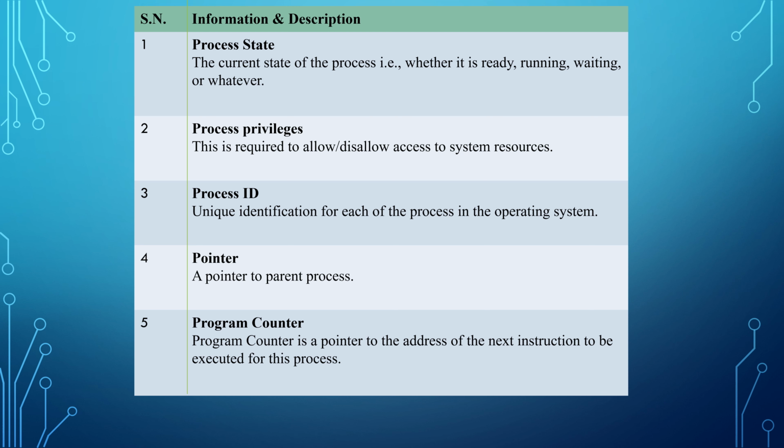Number 1, process state. The current state of the process, whether it is ready, running, waiting, or whatever state. Second one, process privileges. This is required to allow or disallow access to system resources. Third one, process ID, a unique identification for each process in the operating system. Fourth one, pointer, a pointer to the parent process. Fifth one, program counter. The program counter is a pointer to the address of the next instruction to be executed for this process.